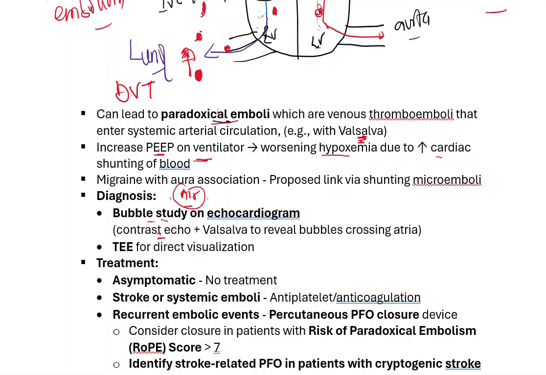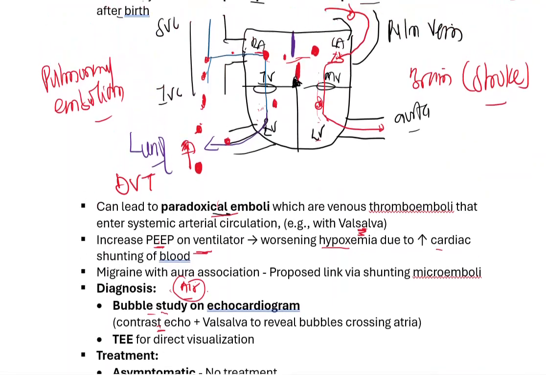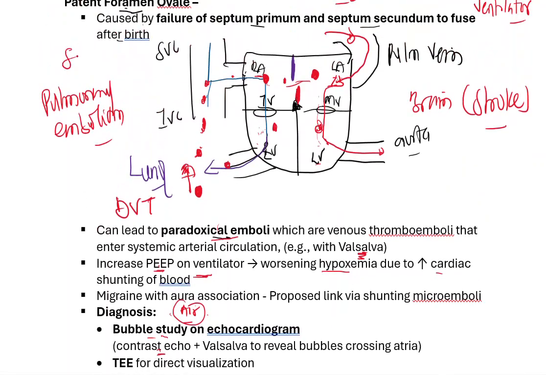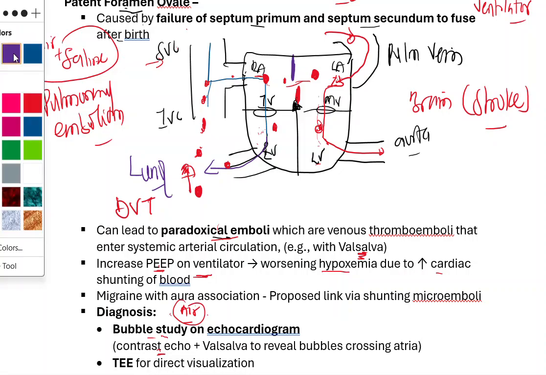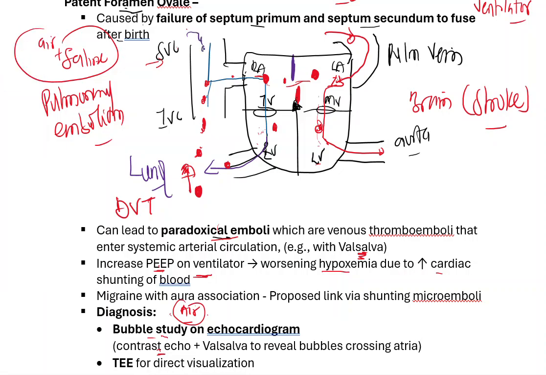What you're looking for is this: you have your saline, you put a little bit of air or contrast in it, and then you agitate it together. You push it through the vein, through the IV. Those agitated saline bubbles come into the vein, then go into the right atrium. From the right atrium, they go into the right ventricle.